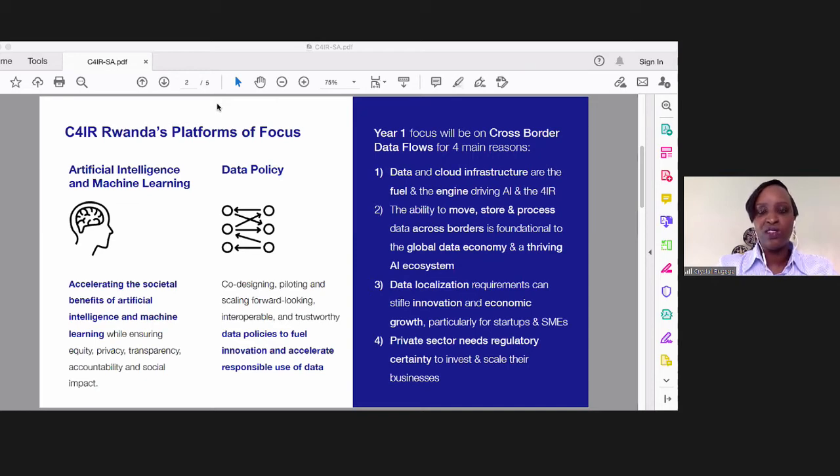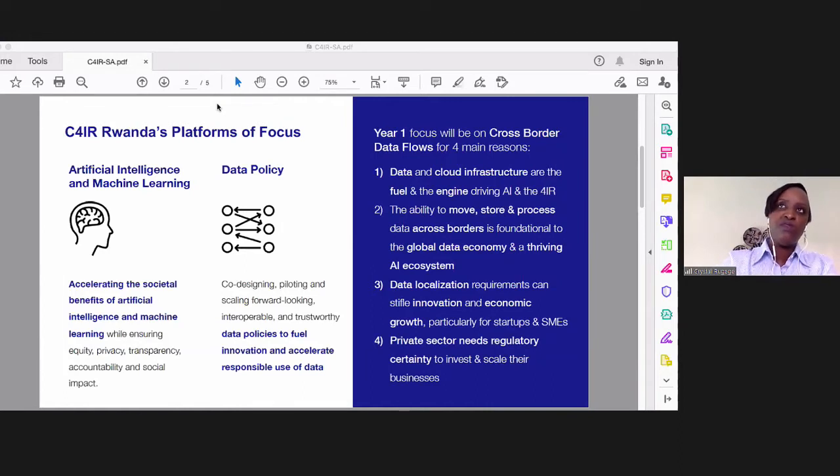Obviously, this is an informed audience, so I think we can all agree that data and cloud services are really fundamental infrastructure for driving the Fourth Industrial Revolution. Secondly, the ability to move, store, and process data across borders are really necessary conditions in order to engage fully in the global data economy. And data localization requirements really can stifle innovation and economic growth. I think this is particularly true for small economies, such as Rwanda. But it's also true, I think, globally when you look at startups and SMEs.